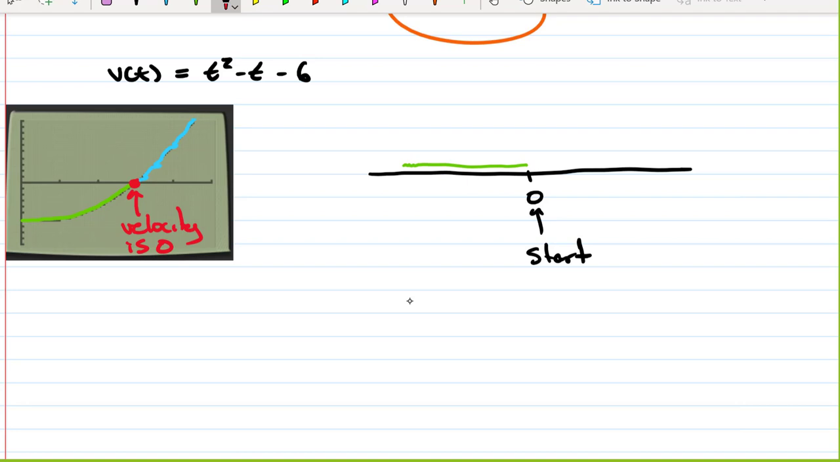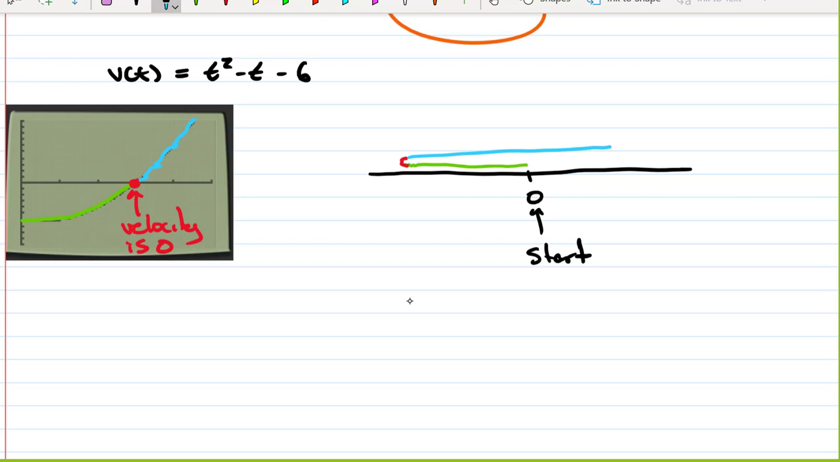Well, that would be a zero of the derivative. So that means my velocity is changing sign there. It's changing from negative to positive. So that means I'm turning around, and then I'm going to go back in this direction. I don't know how far, but I'm going to go back in this direction.